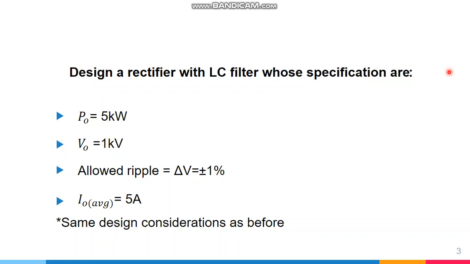So we are considering the same example that we have used for the inductive filtering and for capacitive filtering. Now we will use the same design considerations and the same design values, so that we can have a comparison at the end in terms of the values of the inductor and capacitance. The output power is 5 kilowatt, output voltage is 1 kilovolt, and the allowed ripple in this output voltage is plus minus 1%. That is, overall delta V is equal to 20 volt, and the average output current is 5 ampere.